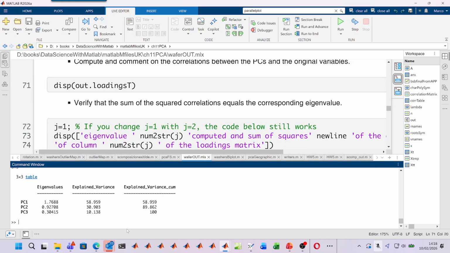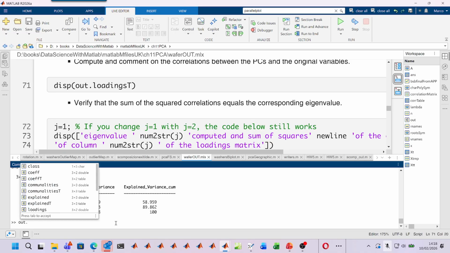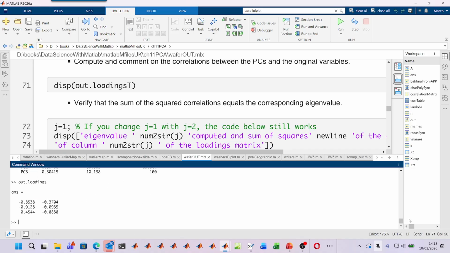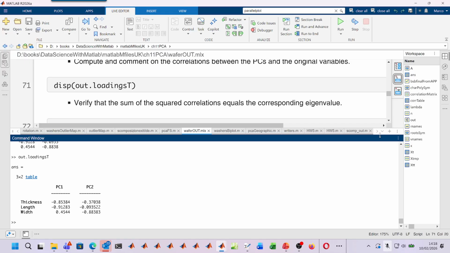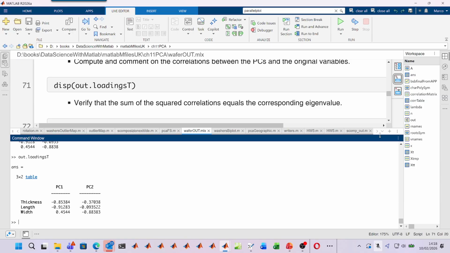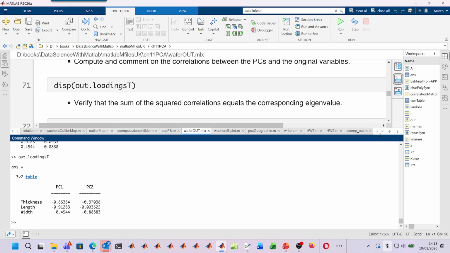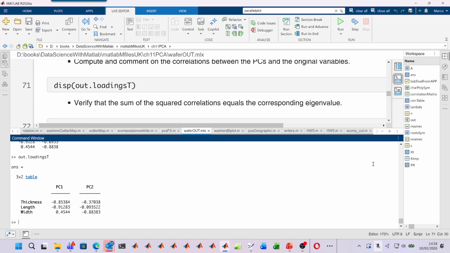So now the correlations. The correlation between variables and principal components are here inside loadings, or loadings T. So the first principal component is negatively correlated with the thickness and length. Therefore, high values of the first principal component are wafers which have small thickness and small length. Now, the second component is mainly correlated with width. Therefore, large values of the second principal component are wafers which have small width, because there is a negative correlation. The other two are much more negligible.